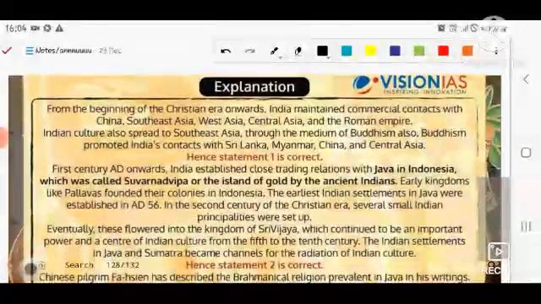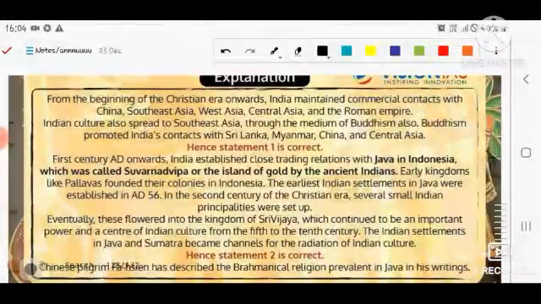Number first, from the beginning of the Christian era onward, Indians maintained commercial contact with China, Southeast Asia, West Asia, Central Asia, and the Roman Empire. At that point of time, Indian culture also spread in Southeast Asia through the medium of Buddhism. Buddhism promoted India's contact with Sri Lanka, Myanmar, China, Central Asia also. So the first statement is correct. For example, from the 1st century AD onward, at that point of time, Christianity entered into our subcontinent.